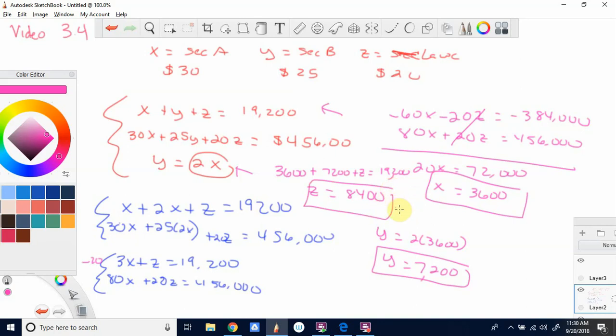All right, so now we're going to take these values and put them in here to check them. I know they're correct, so we're not going to do that now. But then your answer is going to be 3,600 tickets for section A, 7,200 tickets for section B, and 8,400 tickets for the lawn.